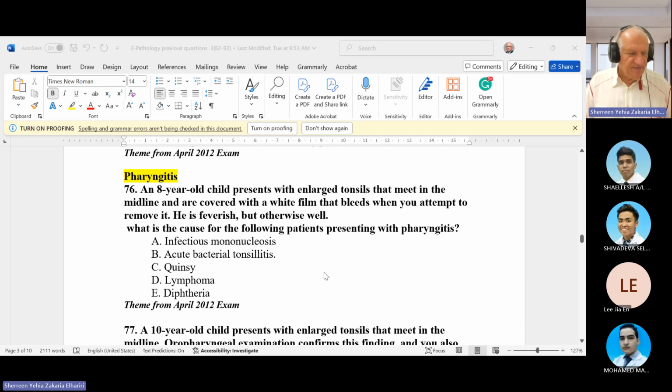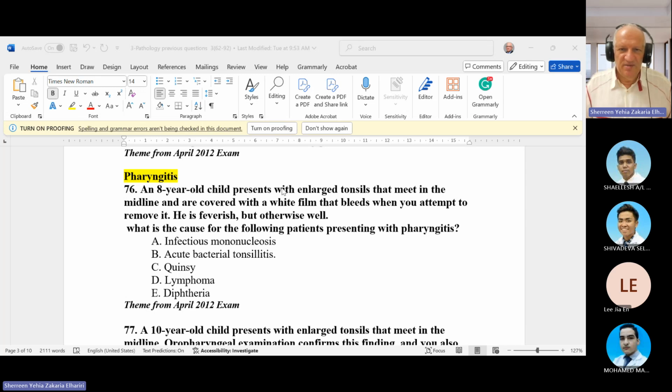After that, we have something related to ENT again. By the way, in pathology and anatomy, and even in surgery in general, we have a lot of questions related to head and neck, because MRCS part 1 includes general surgery, all surgical specialties, and ENT.